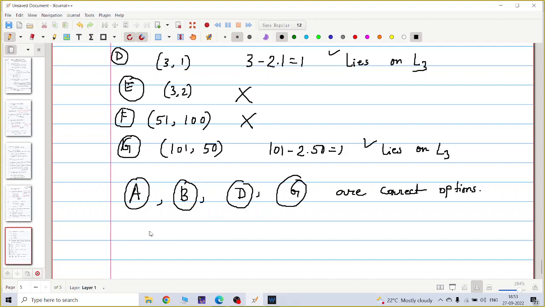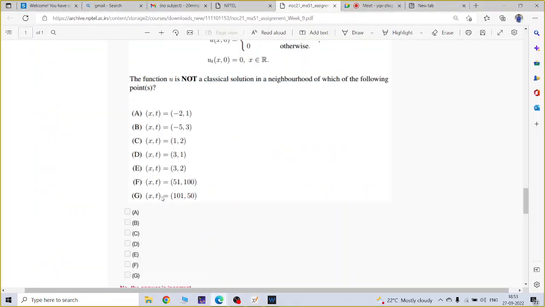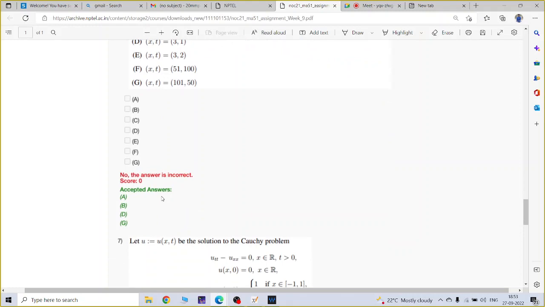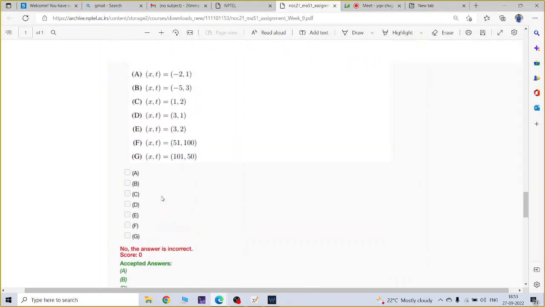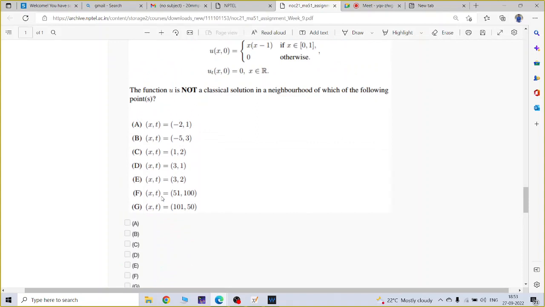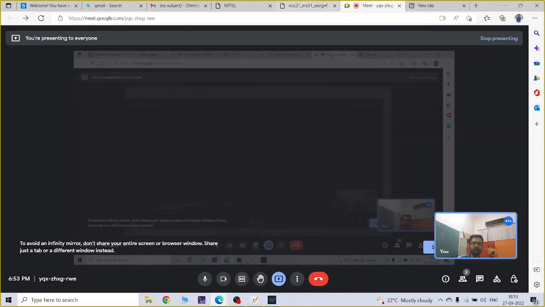This is the answer. Let me show you the answer. This A, B, D, G. Okay, fine. You just have to find in where u is not a classical solution. Okay, so let me move to the next problem.